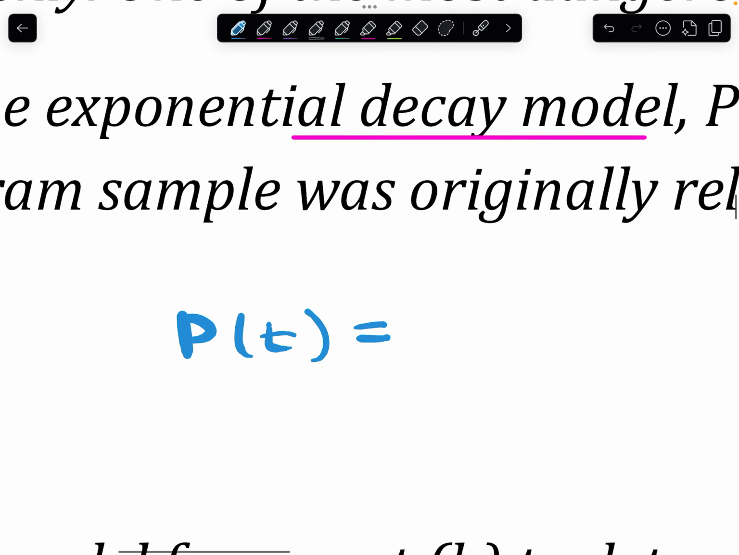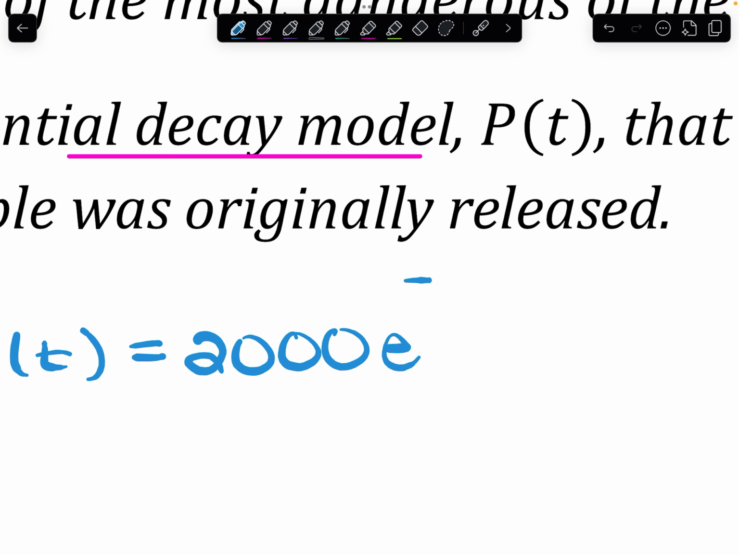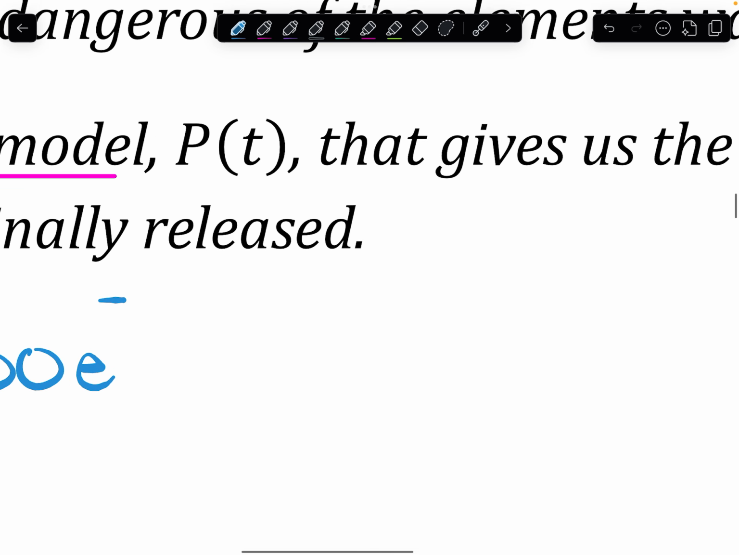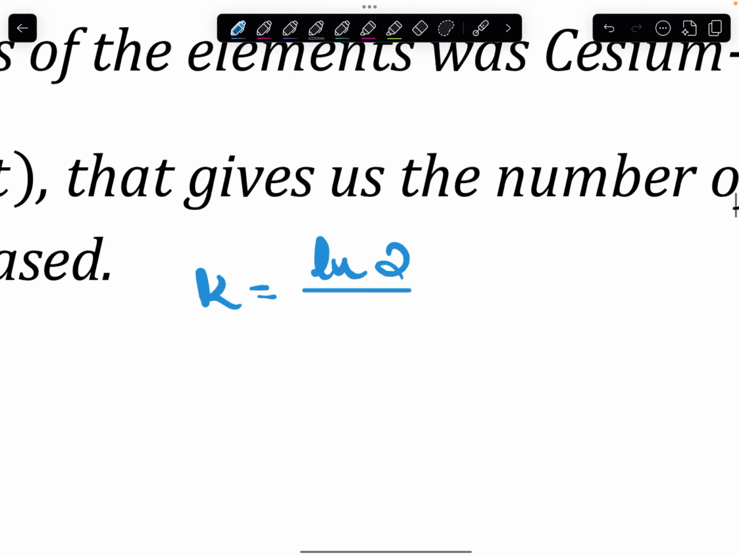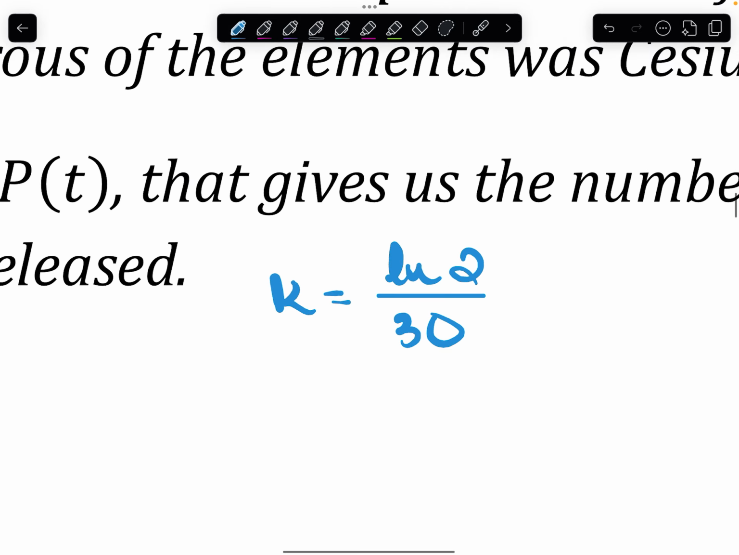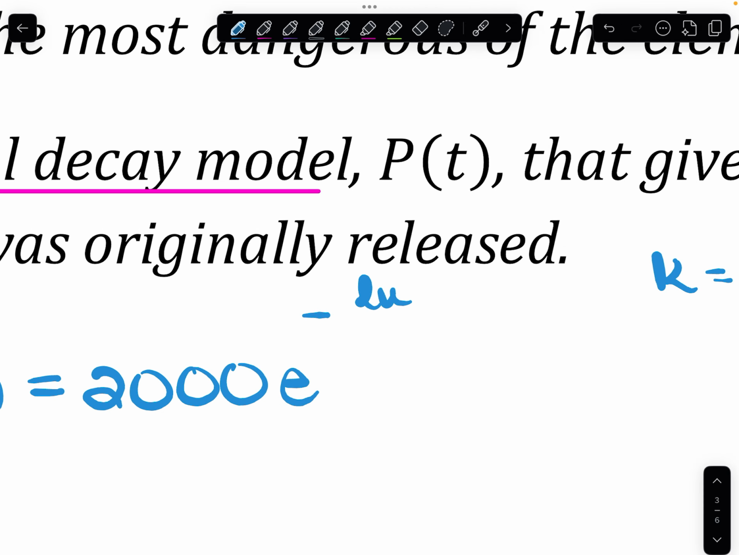So P of T equals 2,000, I believe it was 2,000 grams, times e to the negative KT, where K is the natural log of 2 over, because it's decay, the half-life. And the half-life was given as 30 years. So there's our K: natural log of 2 over 30, and we're going to leave it just as is. So P of T equals 2,000 e to the negative ln 2 over 30 times T. Just make sure that T is not in the exponent.